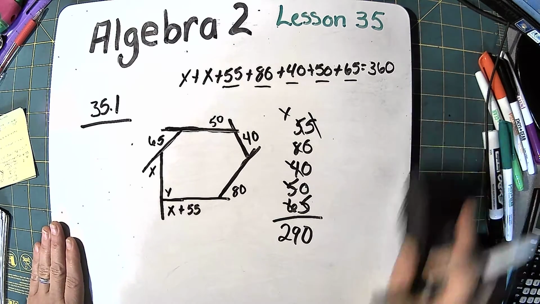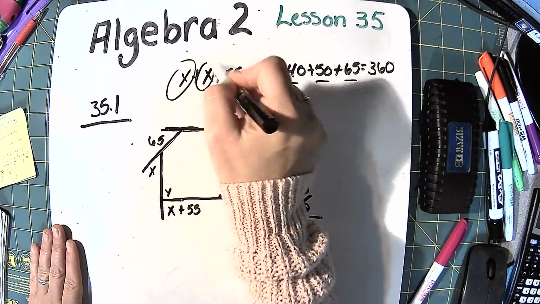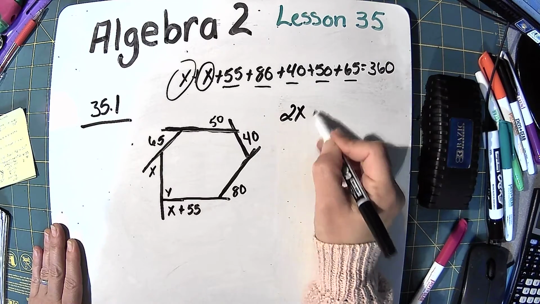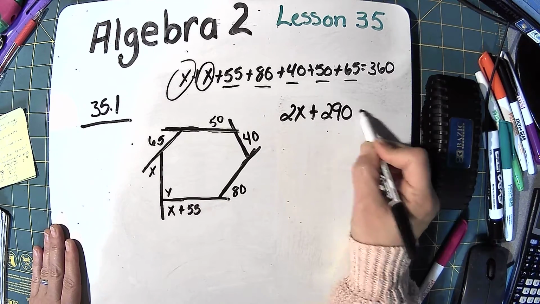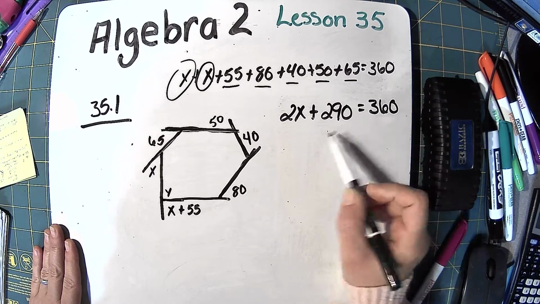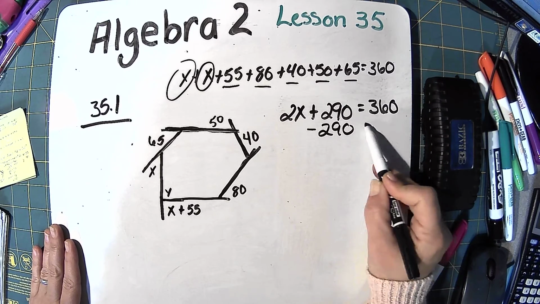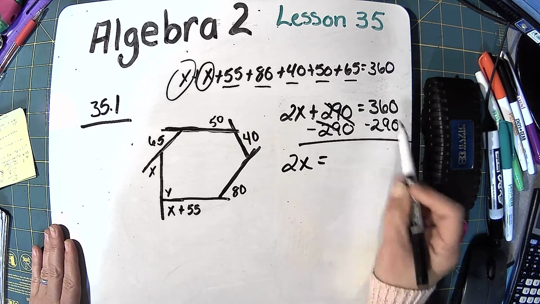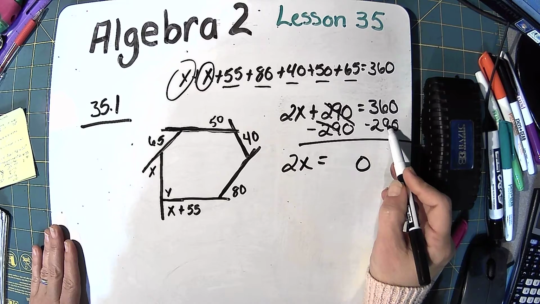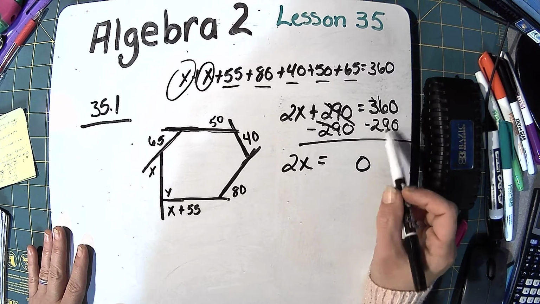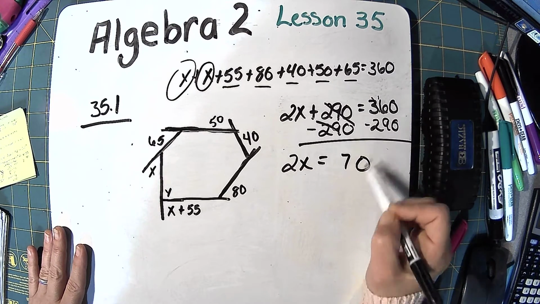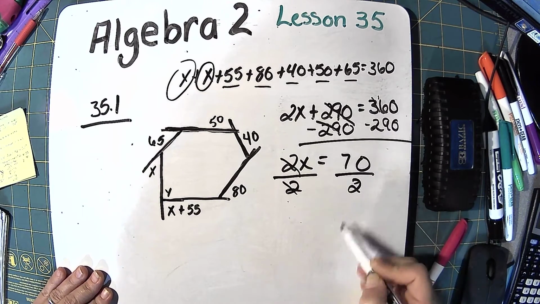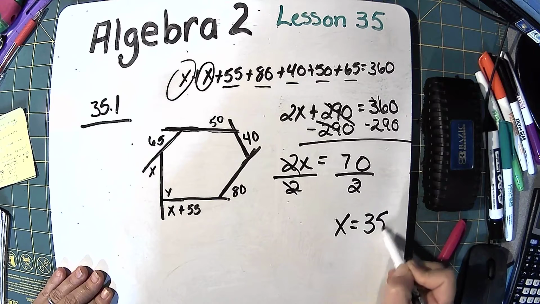Actually, let me write that out. So we're going to say we still have an x plus another x, so that would be 2x plus 290 equals 360. There we go. Now we're going to subtract our 290. We get 2x equals 70. Okay, and then we have to divide by 2. And we're going to get x equals 35.